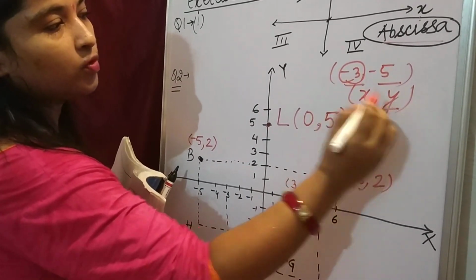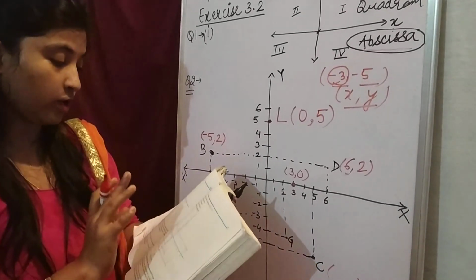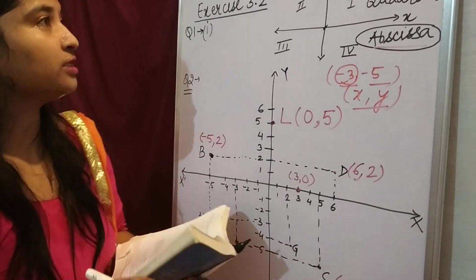If we are talking about both, then it is coordinate. But here you have to take care of abscissa, ordinate and coordinate. Yes, up to exercise 3.2 it is done. Thank you.